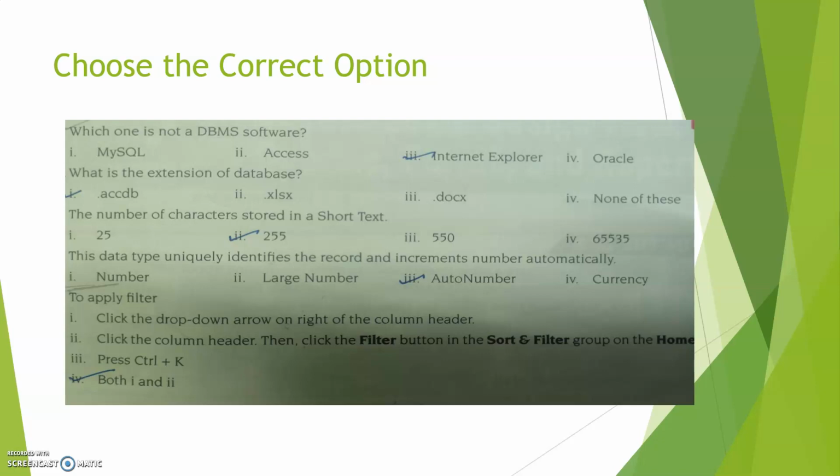The number of characters stored in a short text: how many characters can you store in a short text? 255, right? Then this data type uniquely identifies the record and increments number automatically. Which type of data type? Auto number. Then to apply filter, what you have to do? Click the drop down arrow on right of the column header. Then click the column header. Then click the filter button in the sort and filter group on the home tab. That is, the answer is both 1 and 2.